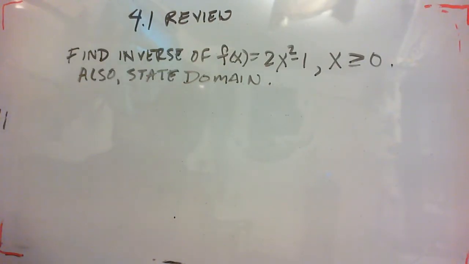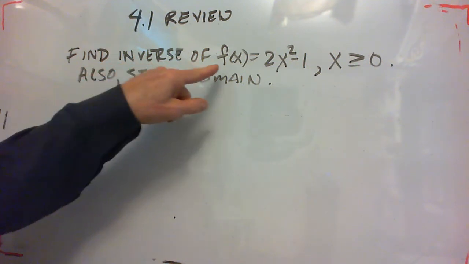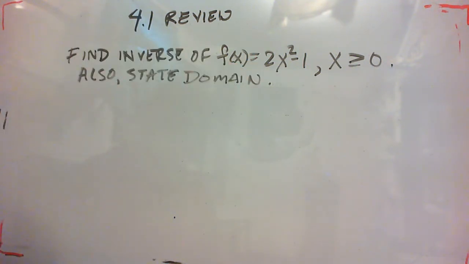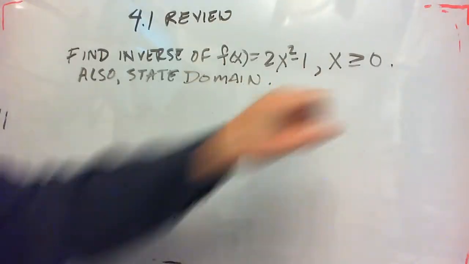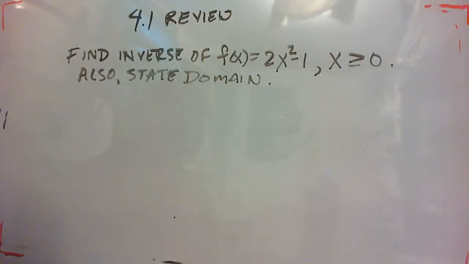Okay, our next problem, we're going to find the inverse of f of x equals 2x squared minus 1, which has a restricted domain of x greater than or equal to 0. And also, we're going to state the domain.